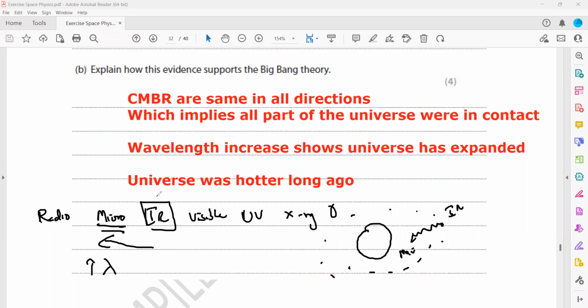If the wavelength has increased, then gamma rays and X-rays have high energy, so the temperature will be higher. But here, radio waves and microwaves have longer wavelengths. So it shows that the universe is cooling down.